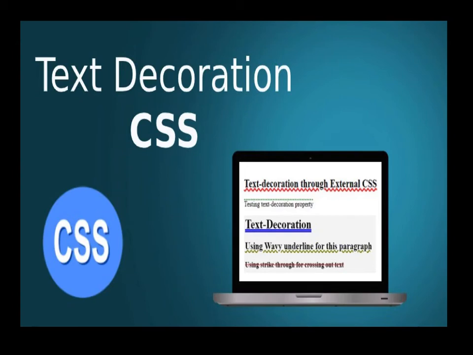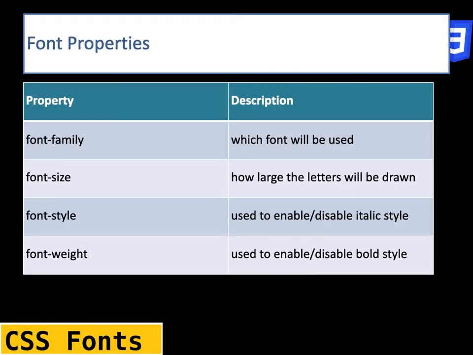Today, we will be discussing text decoration using CSS. So, first, we will be considering font properties. Some example properties are given here along with its description. The first property is font-family that defines which font will be used. The second property is font-size that defines how large the letters will be drawn. The third property, font-style, is used to enable or disable italic style or some other styles.